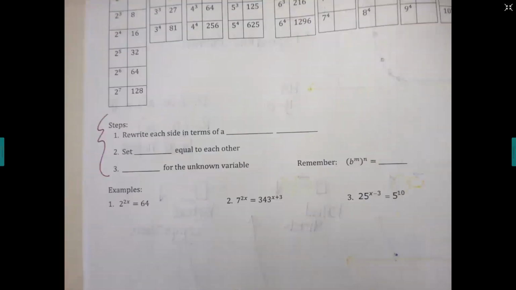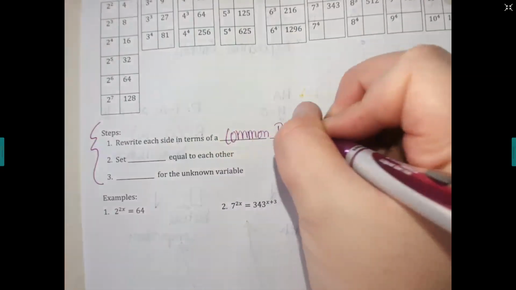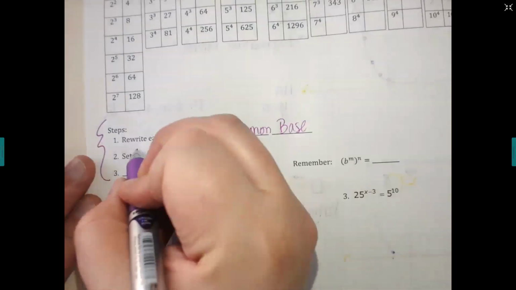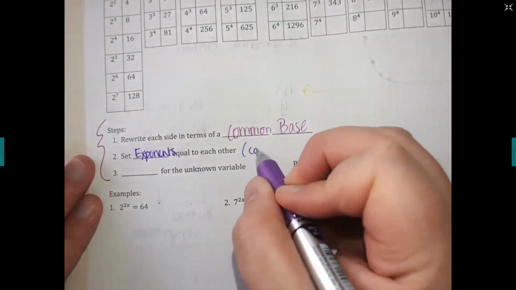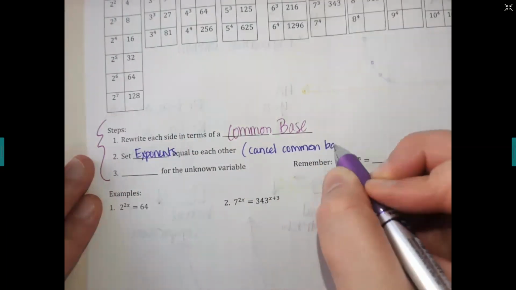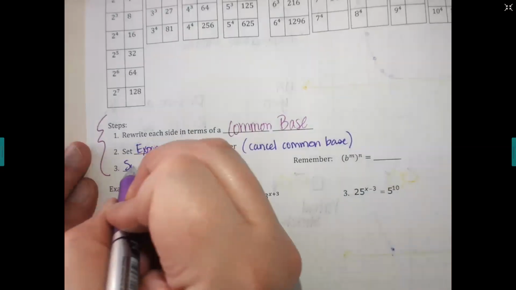Okay, here are your steps. You are going to write each side in terms of a common base. Okay, because remember, this is called the common base method. After you rewrite each side in terms of a common base, you are going to set the exponents equal to each other. Basically, that means you're going to cancel the common base. Okay, and then in step 3, you're going to solve.